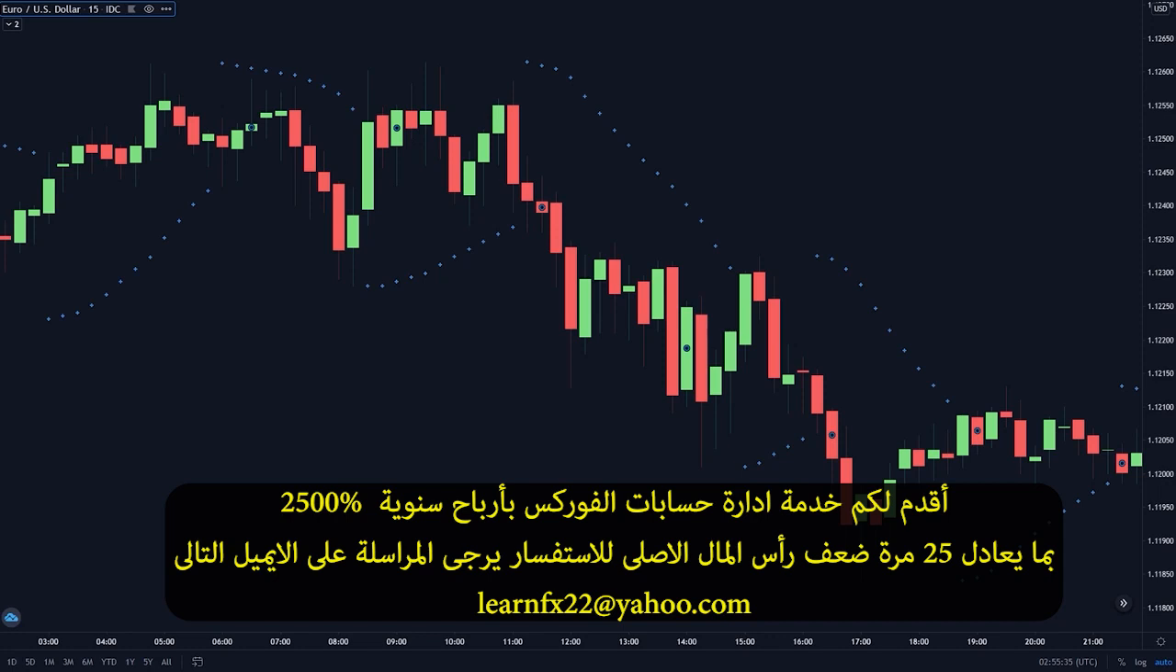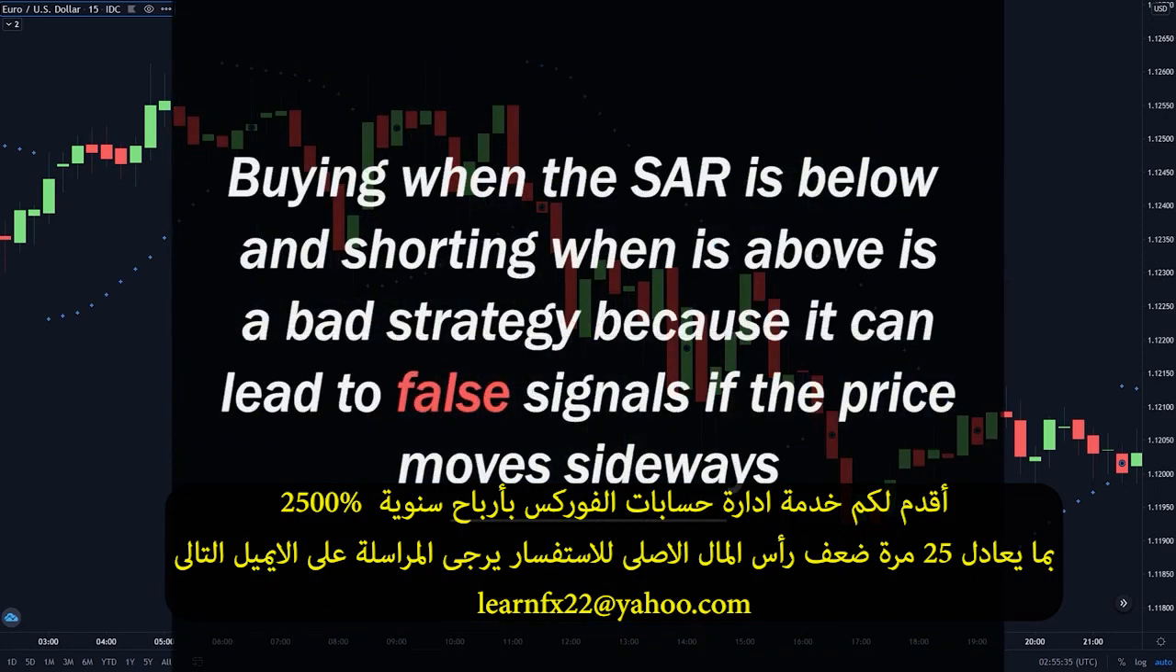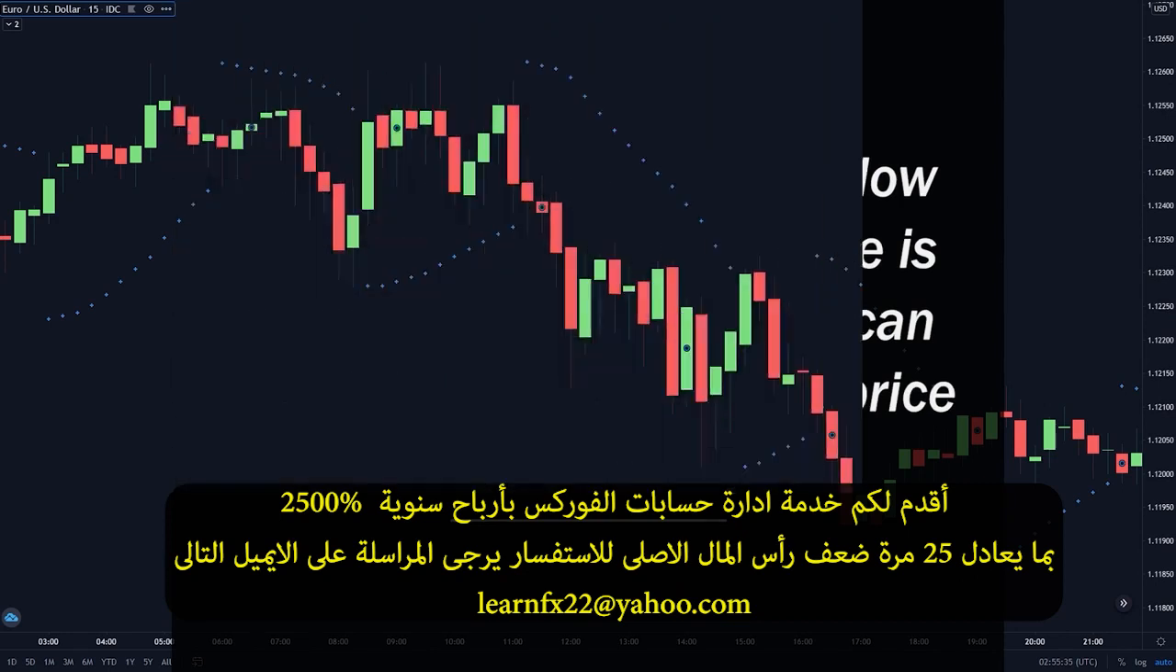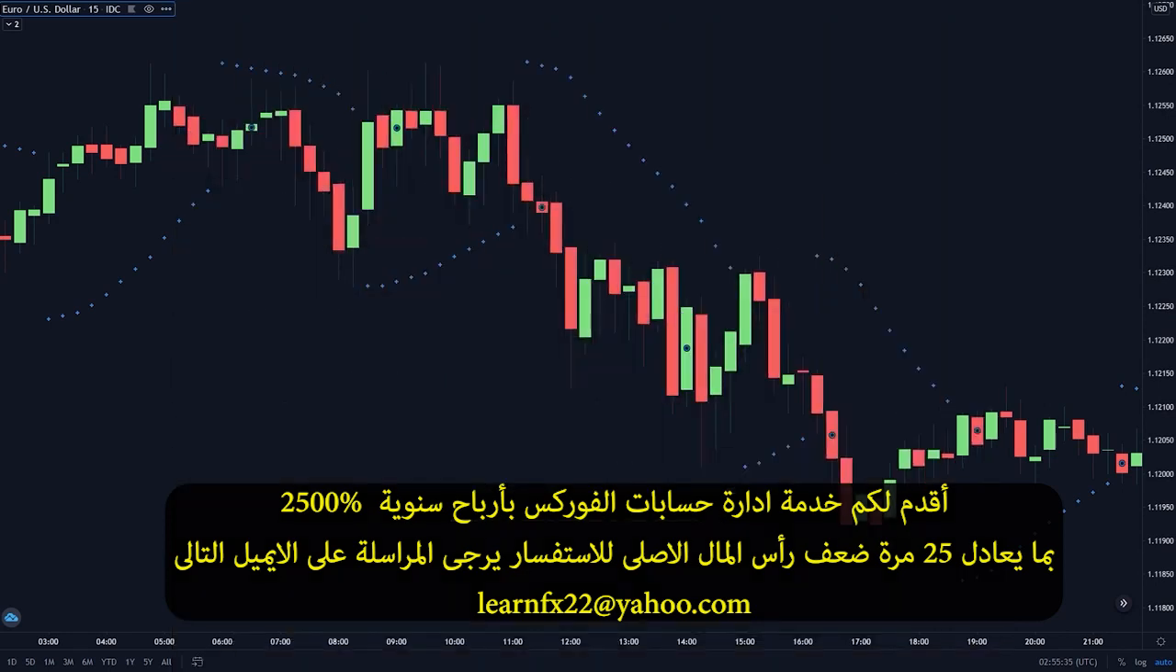Well, that is not a very good way of using the parabolic SAR, because using the strategy this way would result in a very low win rate. It can lead to many false signals when the price moves sideways. But trading solely using the parabolic SAR indicator is also a bad idea.